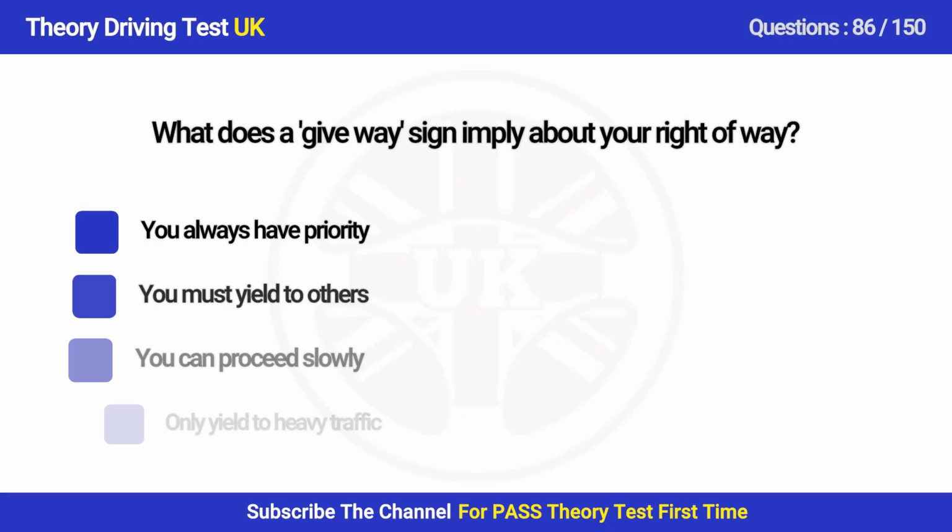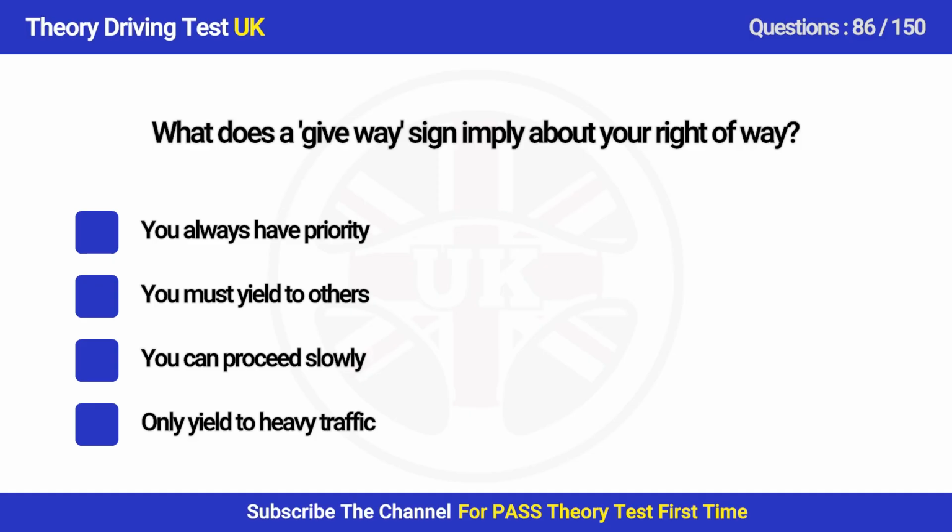Question 86. What does a give way sign imply about your right of way? A. You always have priority. B. You must yield to others. C. You can proceed slowly. D. Only yield to heavy traffic.